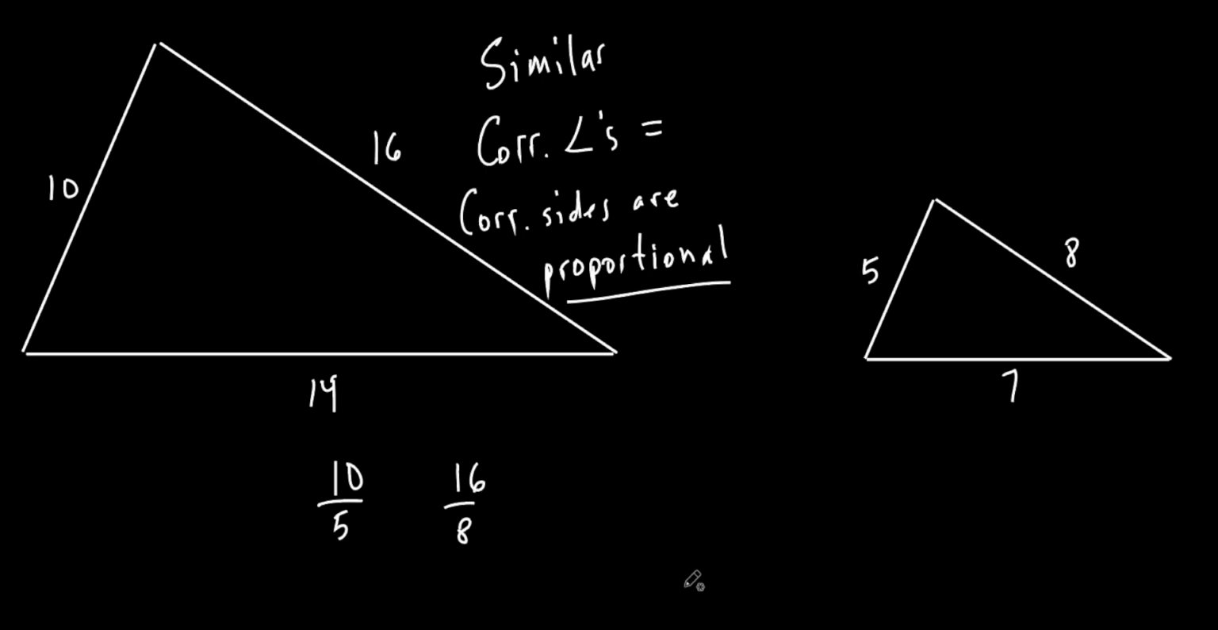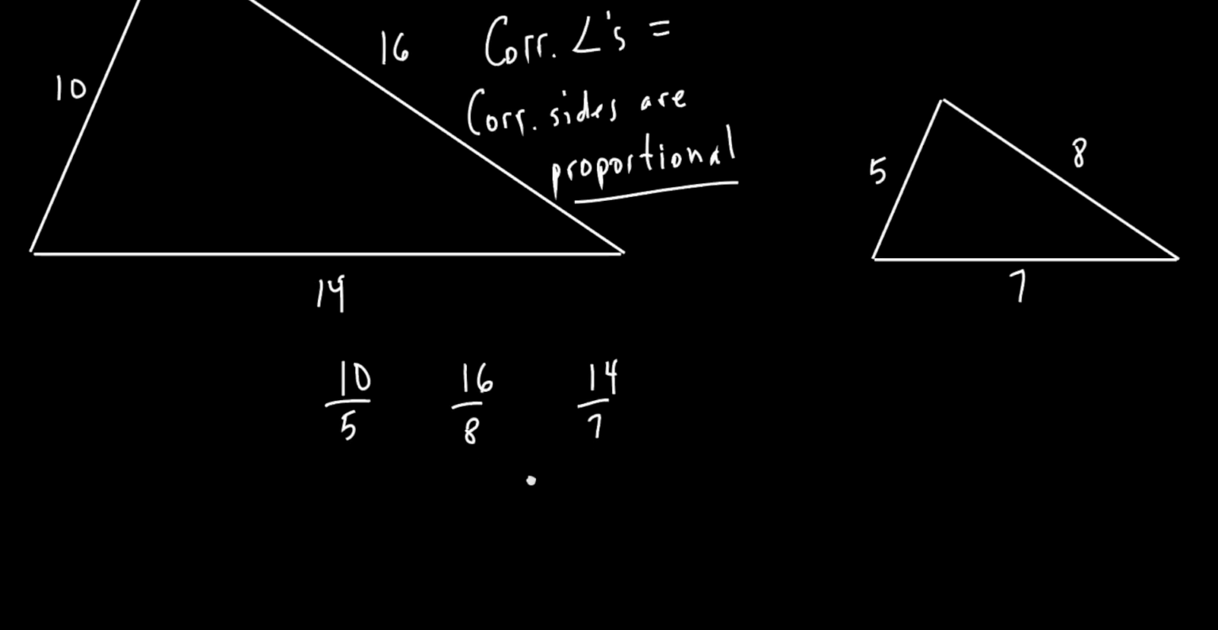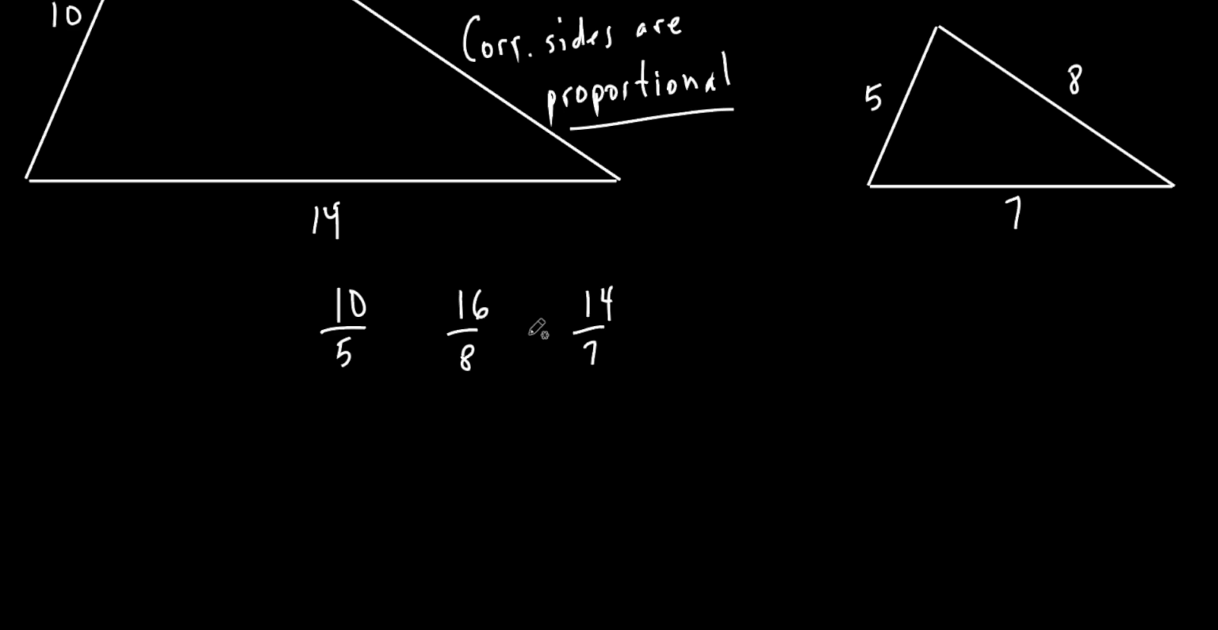What's the next thing I'm going to do? 14 and 7. Good. Now, what I want to do is I want to see, is there any relationship between these? Notice, I didn't put anything in between, did I? What is 10 divided by 5? It's 2. What's 16 divided by 8? It's 2. What's 14 divided by 7? It's 2. And what's true about all those? They're equal to each other.